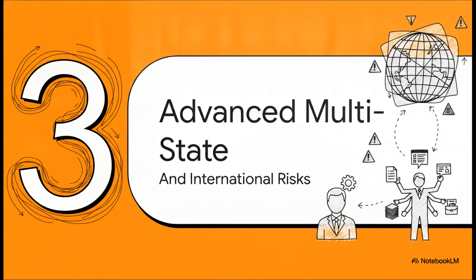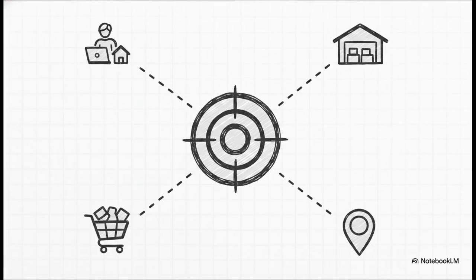All right, part 3, advanced, multi-state, and international. Time to step up the complexity and enter heavy-hitter territory. At the manager level, you need a hyper-awareness of multi-state nexus. You don't need a giant new headquarters to trigger tax obligations in another state anymore.